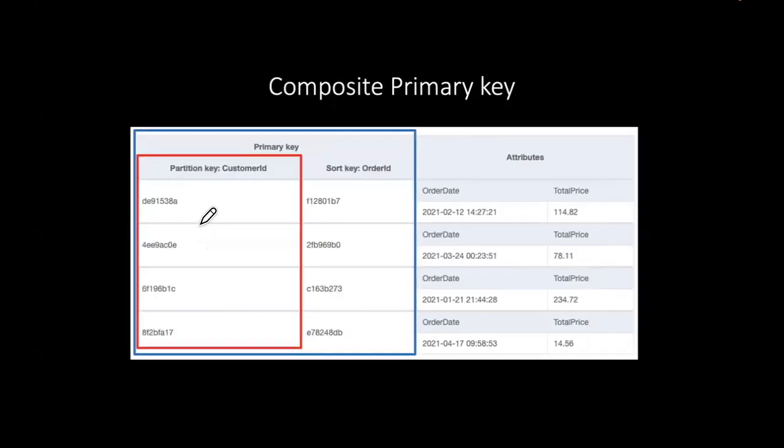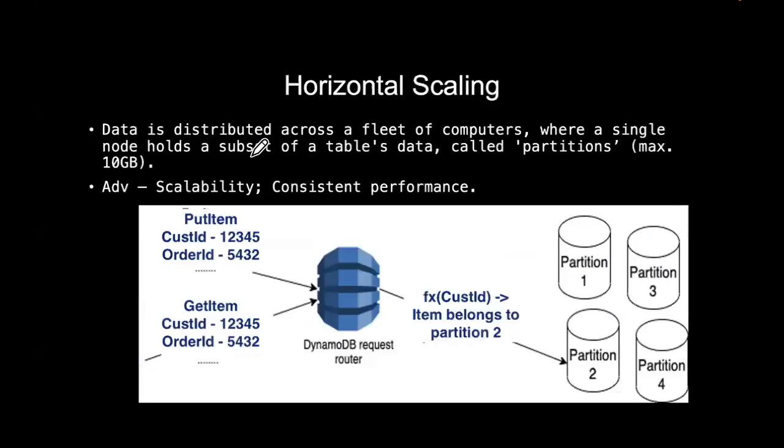Alternatively, I could design the exact same table to have a composite primary key. I've decided to make customer ID the partition key and order ID the sort key. So this combination is my primary key. Now, what's this partition key thing all about?